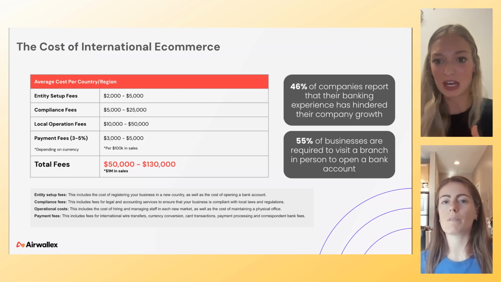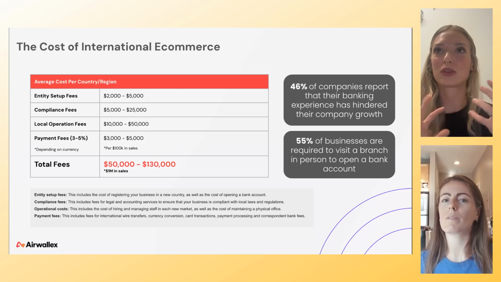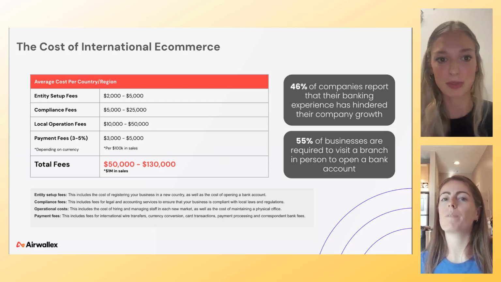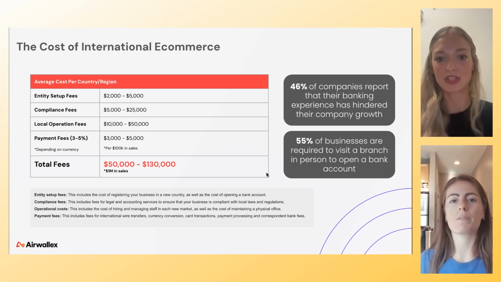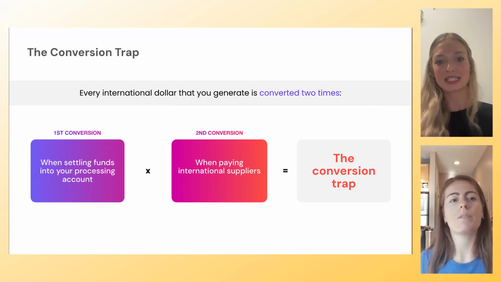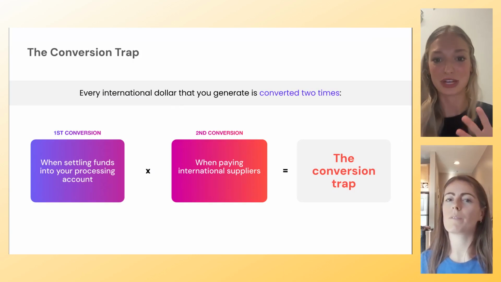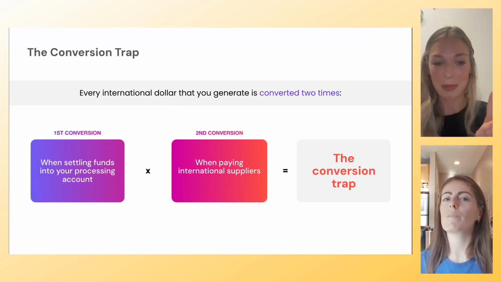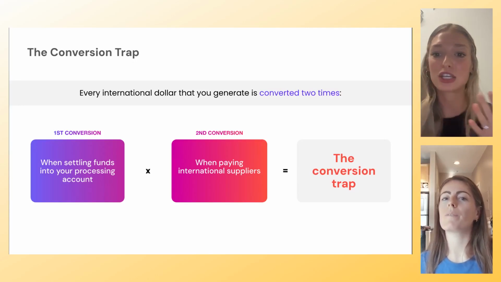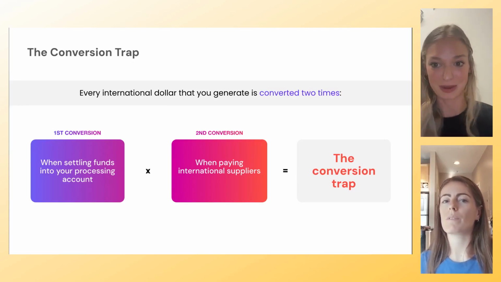So I want to talk about how you can start to consolidate that, how we've seen some of our merchants do it in the past, and avoid that conversion trap. If you're not familiar with the conversion trap, it is this idea that every international dollar you generate is converted twice. This isn't always the case, but oftentimes it's overlooked, and it's a huge way that you're losing revenue.